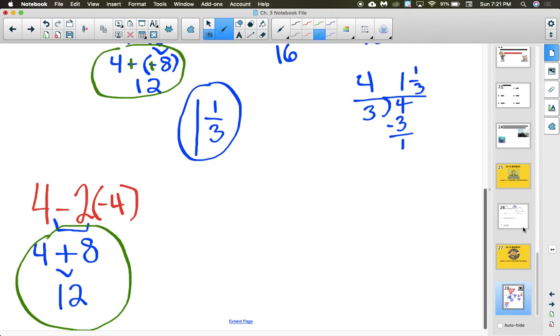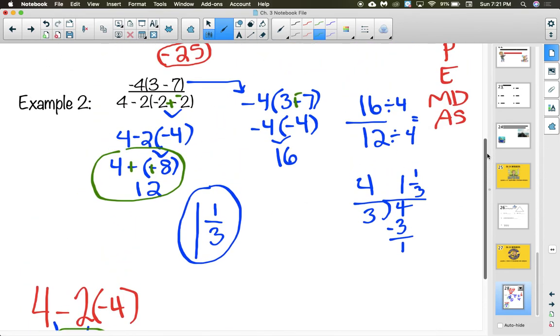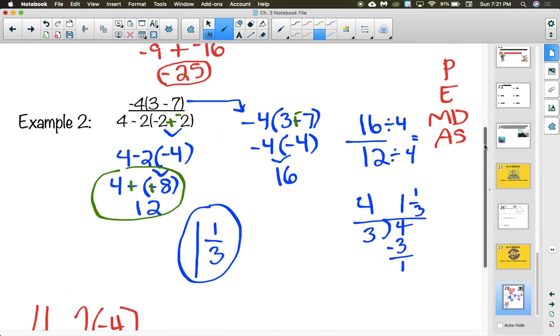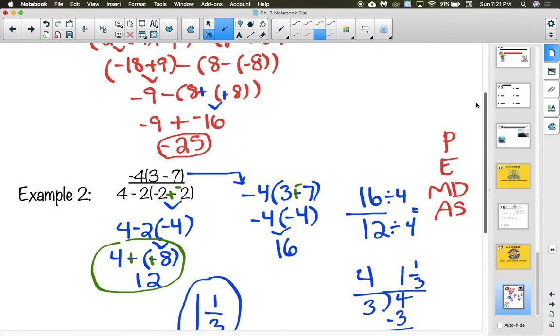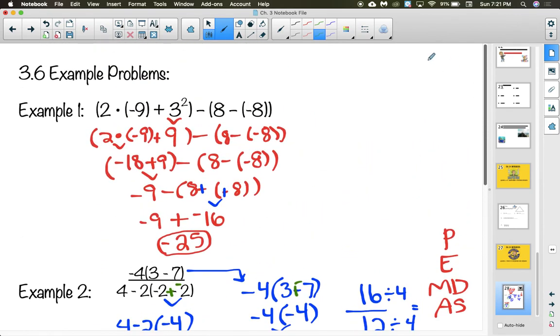So you take your choice of which way you would prefer to do this, and I'll tell you, I think you should pick one way and stick to it. We'll talk about both of those methods tomorrow in class. Okay, final answer for number 2 is 1 1/3. Final answer for number 1 is negative 25.